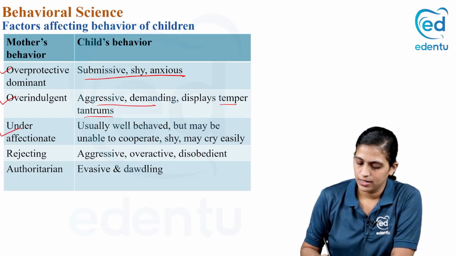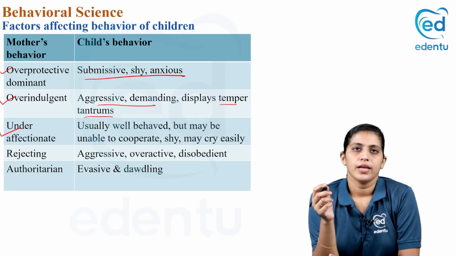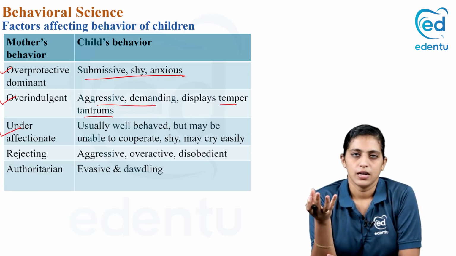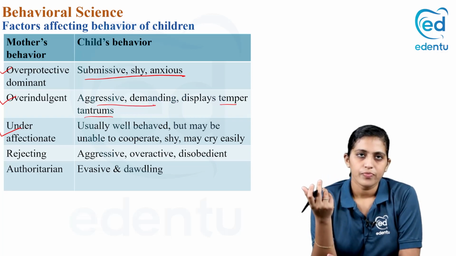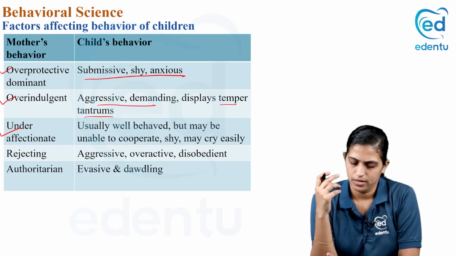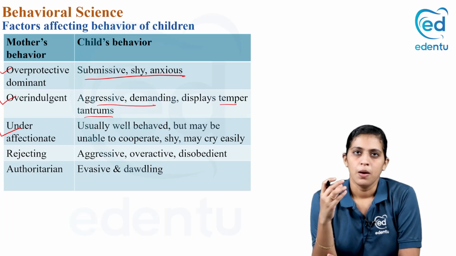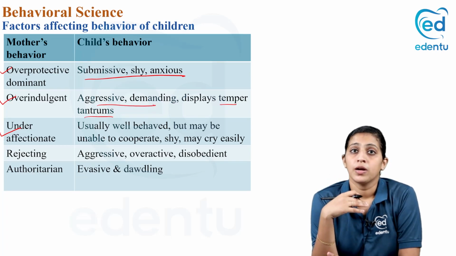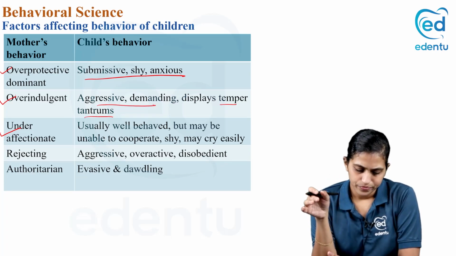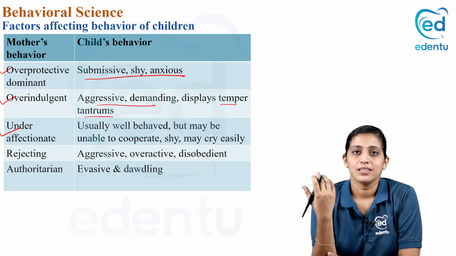Next is the under-affectionate mother. In this case, the child is devoid of love and care. Under-affection can vary from mild detachment from the child to complete neglect of the child. There are many reasons why this can happen.